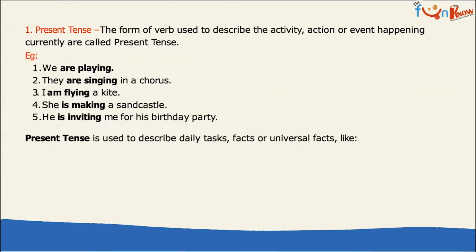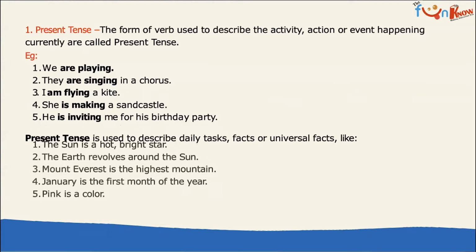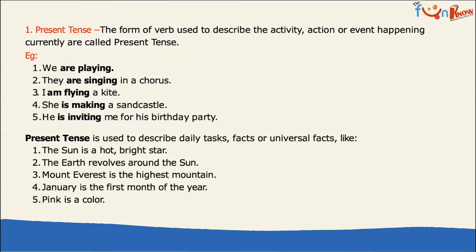Present tense can also be used to describe daily tasks, facts, or universal facts like, the sun is a hot, bright star. The earth revolves around the sun. Mount Everest is the highest mountain. January is the first month of the year. Pink is a color.